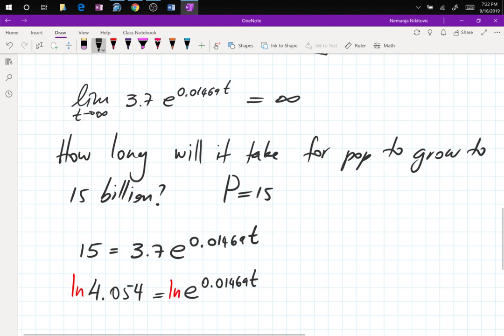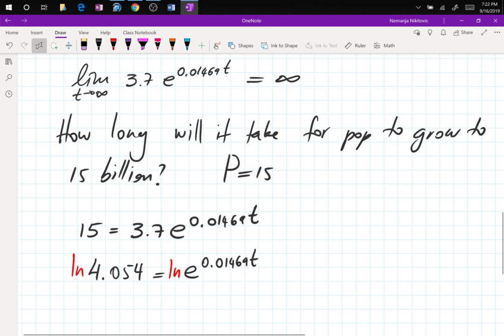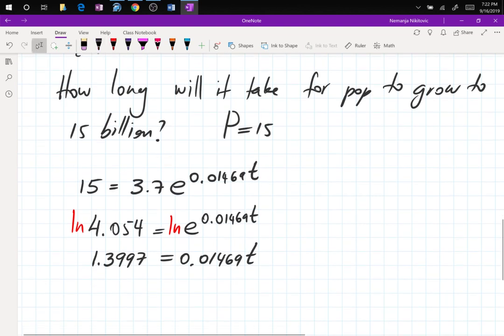That will kill off e. So you have ln of the answer over there, which gives you 1.3997 is equal to 0.01469 t, because ln and e canceled. And you have this number divided by 0.01469, which gives us 95.28. You call that 95 years.